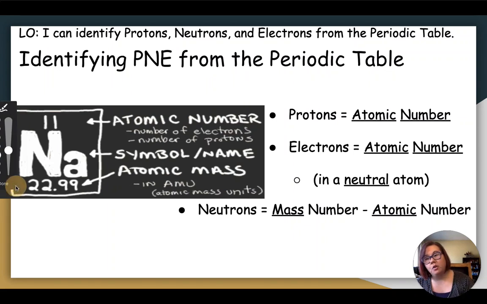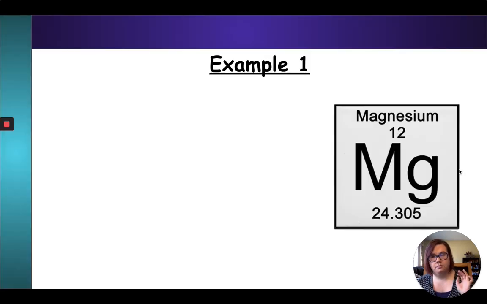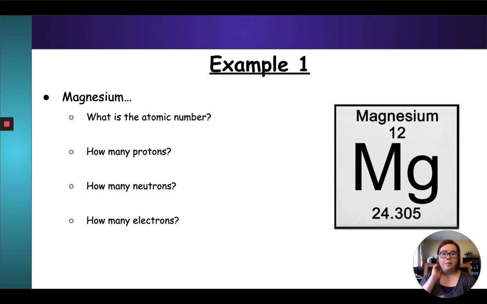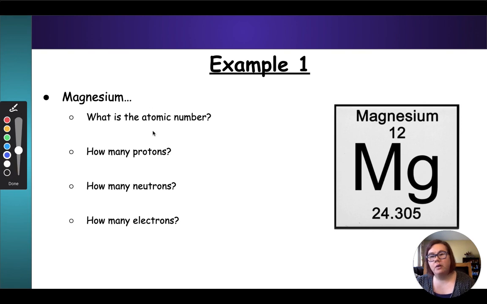The best way to get more familiar with this is to do a little bit of practice. So that's what we're going to do here on these next slides. There we go. So first of all, here is magnesium. I gave you the element square there, and we're going to go through this one together. First of all, we need to figure out what the atomic number is. Well, that's our number here up at the top, and that's just going to be 12.